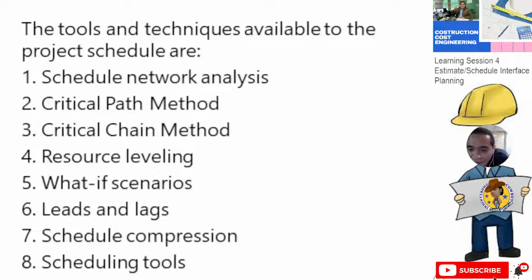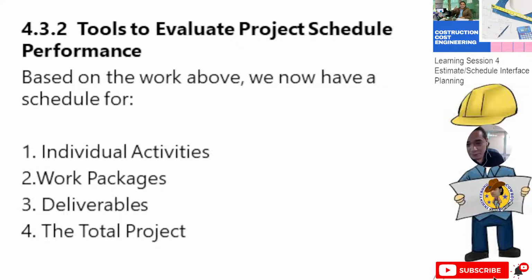These are the tools and techniques available for the project schedule. I know that some of these you already learned. Number one, we have schedule network analysis. Number two, the CPM or critical path method. Then we have the critical chain method. Number four, resource leveling. Number five, what-if scenarios. Number six, leads and lags. Number seven, we have schedule compression. Number eight, scheduling tools. Next is tools to evaluate project schedule performance.